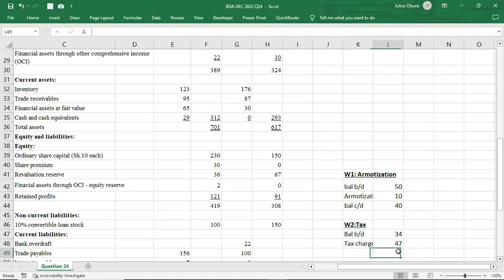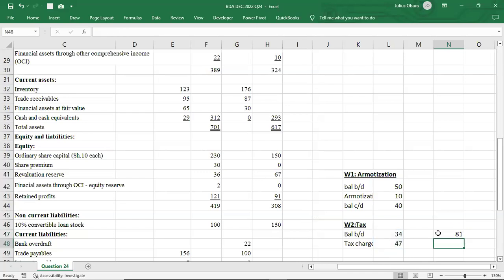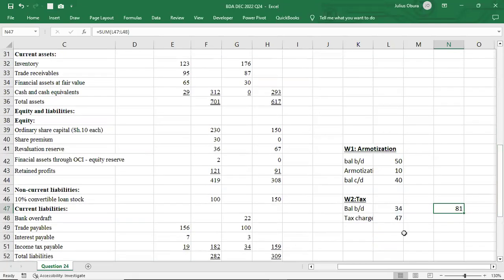So we'll have 47. Now, when opening, I had 34. During the year, I was to pay 47. Which means that when closing, I should have a total of 81, which is the opening plus the tax charge that I had during the period. But what did I have at the end of the period?